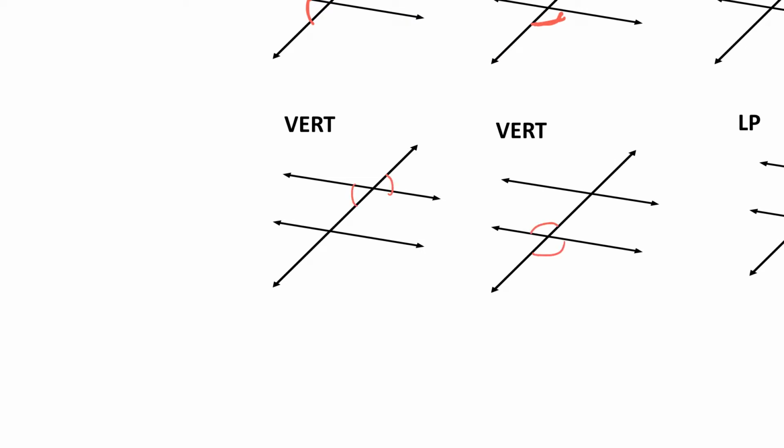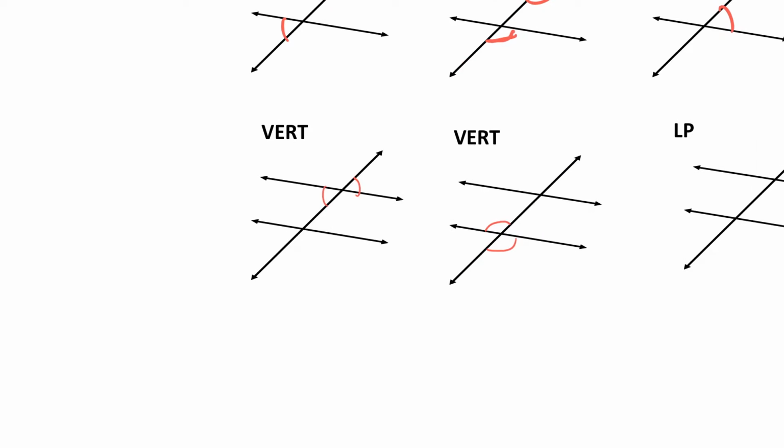Okay, vertical angles would be like here and here, or here and here. What do I know about vertical angles? Okay, and remember, vertical angles are always congruent. You don't have to say anything else. Let's say if the lines are parallel, nothing. If it's vertical angles, they're always congruent.